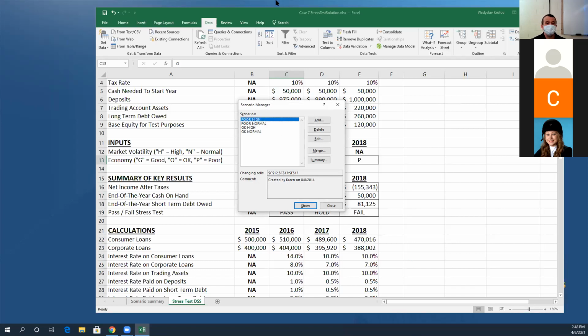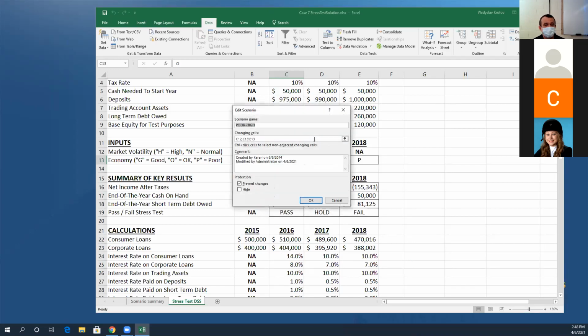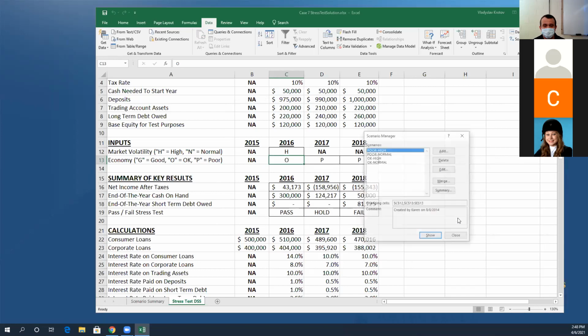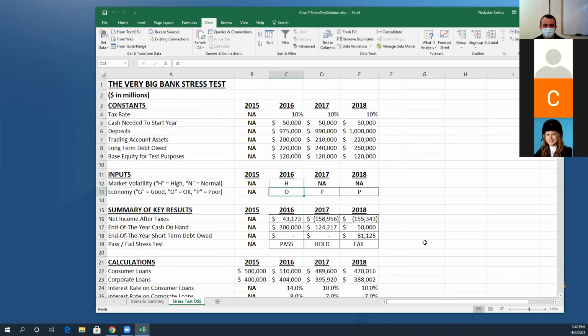So look, what happens, you can add scenarios 1 at a time and then generate a summary of the outcomes. This is the scenario when market volatility is high and the economy is poor for 3 years. When you click on edit, you will see that the scenario name is poor high. Changing cells are C12, C13, and E13. Let me scroll up, I'll just show you. Yeah, so it's here.